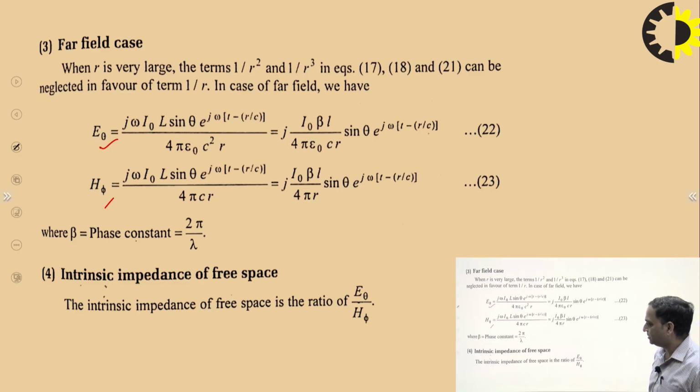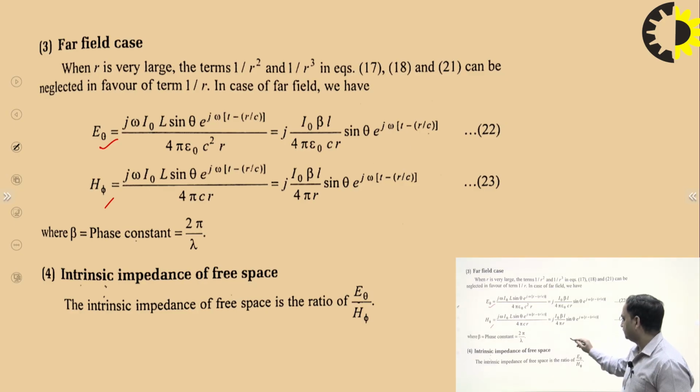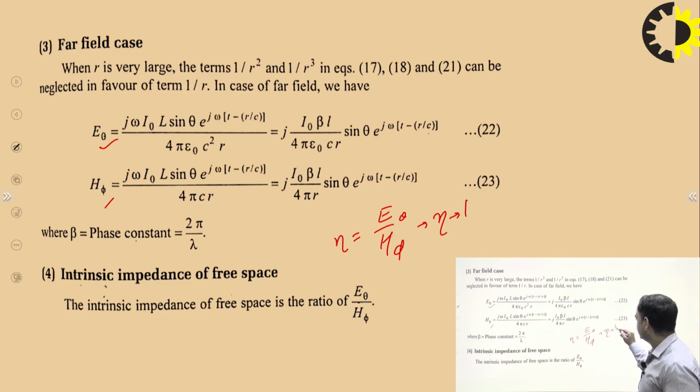Okay. So in this way, we can find the intrinsic impedance of free space. We know this formula: intrinsic impedance is nothing but E upon H. If E is in the direction of theta, then H will be in the direction of phi. So in this case, the power is radiated in the direction of R.